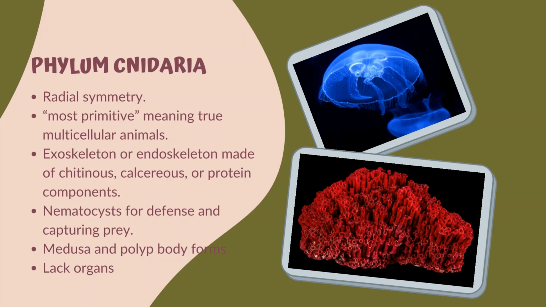Cnidarians have two body forms, the polyp and medusa, which often occur within the life cycle of a single cnidarian. They are the most primitive of animals whose cells are organized into distinct tissues, but they also lack organs. The phylum Cnidaria is made up of four classes: the Hydrozoa or Hydrozoans, the Scyphozoa, the Scyphozoans, the Anthozoa, the Anthozoans, and the Cubozoa, the Cubozoans.